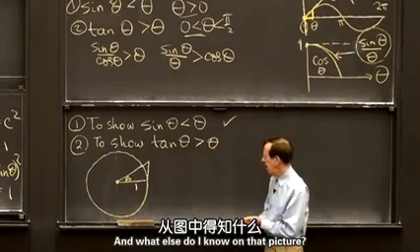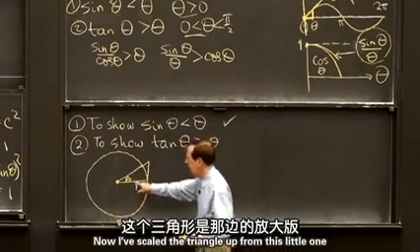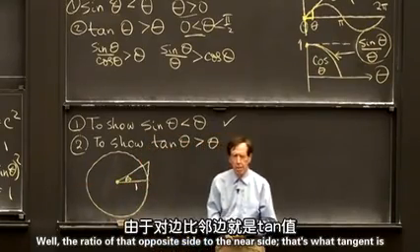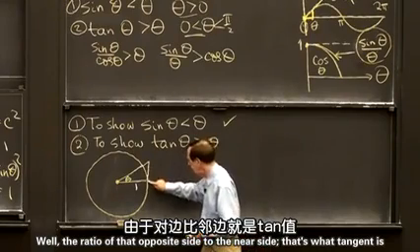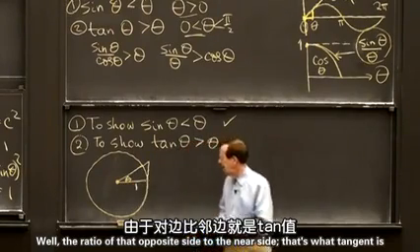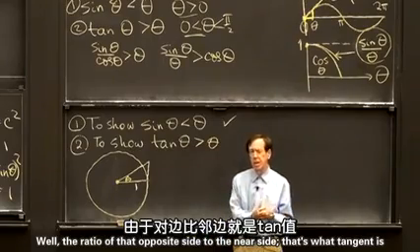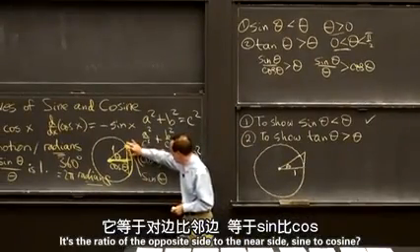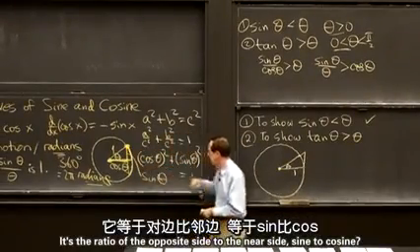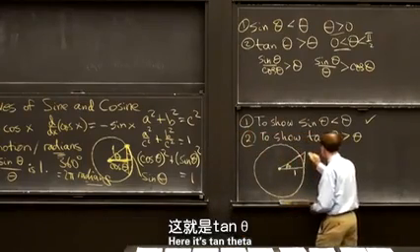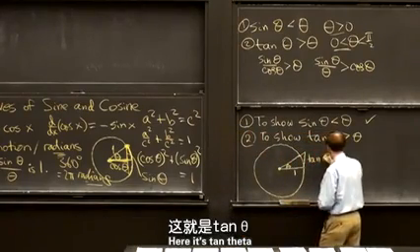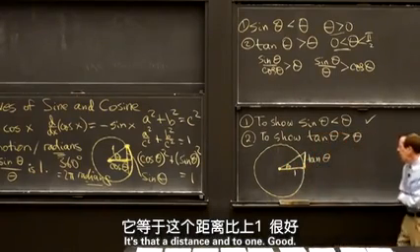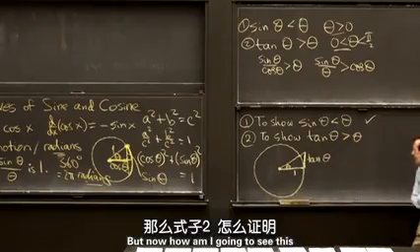And what else do I know on that picture? Now I've scaled the triangle up from this little one. So the base is 1, so what's that height? Well, tangent is the ratio, whatever size the triangle, of the opposite side to the near side. Sine to cosine. Here it's tan theta is that distance, and to 1. Good. Okay, but now how am I going to see this?